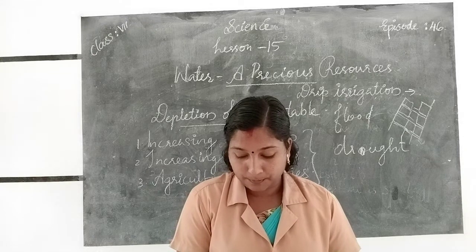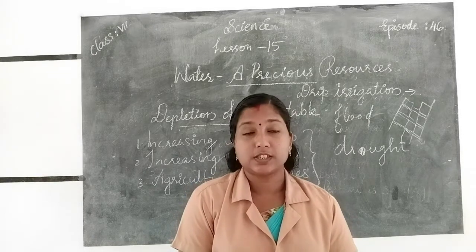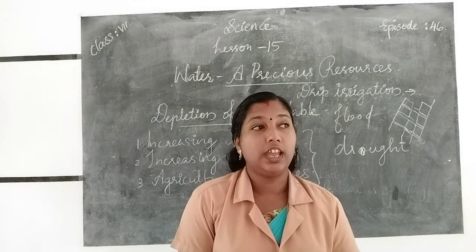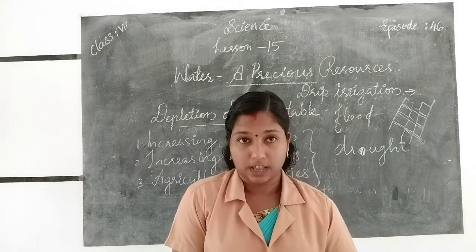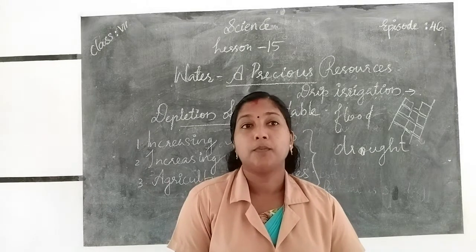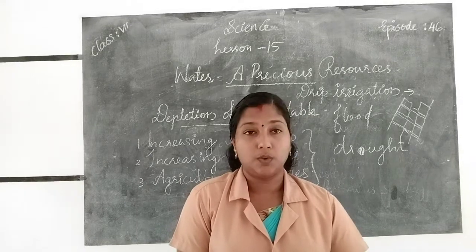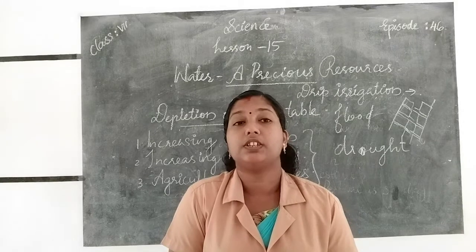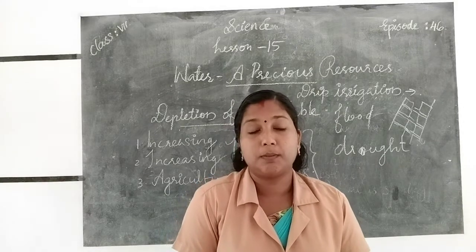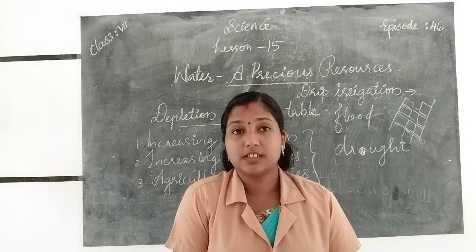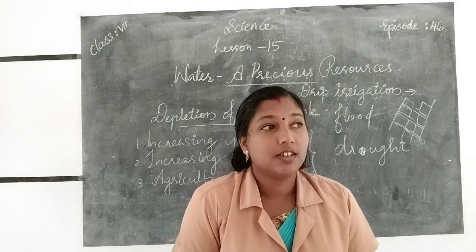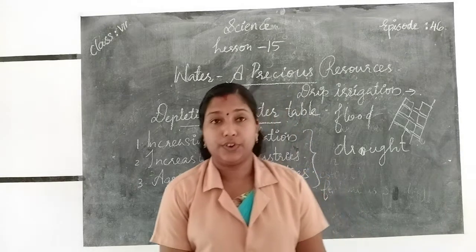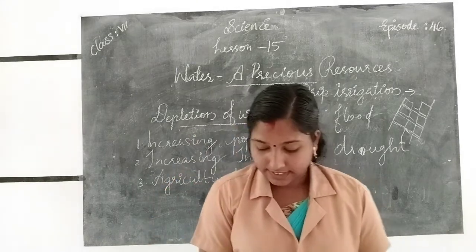Next, aquifer. An aquifer is a place present in the groundwater, between the groundwater and the water table. If we misuse or overuse the groundwater, what happens? The depletion of the water table happens. The depletion of the water table leads to drought.